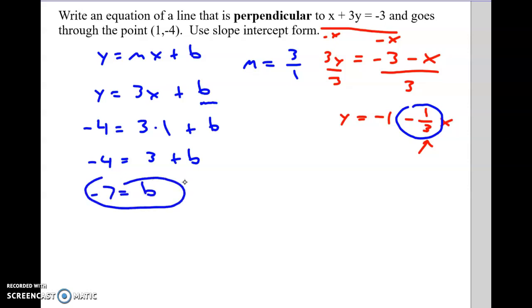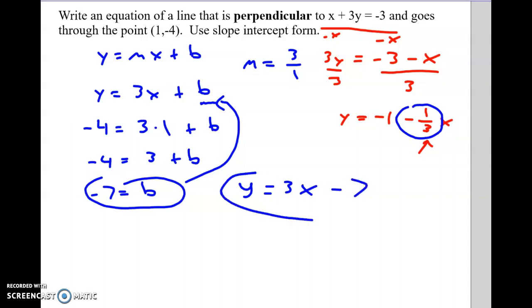Okay, and I can plug that back in. All right, so my equation is y equals 3x minus 7. Okay, so now we have a pair of lines that are perpendicular. They gave us one line and we found the one that was perpendicular to it. Right, so it's opposite reciprocal slope and a different y-intercept. All right, that's all I got for parallel and perpendicular.